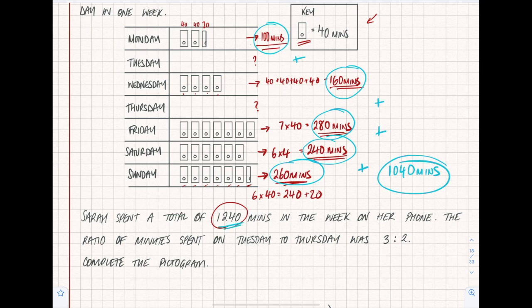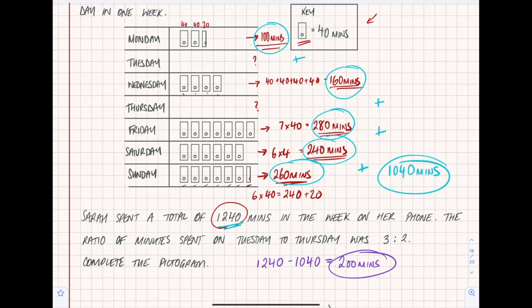I know that the whole thing is 1,240. So therefore, I haven't even read the whole question yet. I'm just figuring out things that are left over. What can I work out? What can I actually do with the information I've got? So I can now say 1,240 minutes is what she spent in the week, minus the 1,040. And that leaves me with a total of 200 minutes that need to be filled on this pictogram.